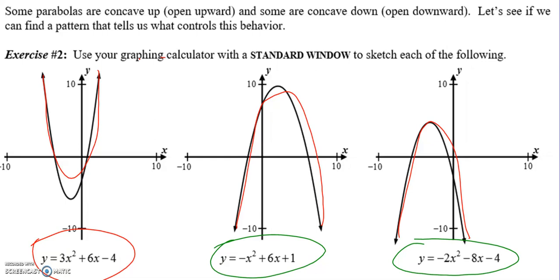Well, what some of you might have noticed is, look at this. This 3 here is positive, and the leading coefficient here is negative, and the leading coefficient here is negative. And it might make sense that a negative opens downwards and the positive opens upwards. So we're going to explore this idea and see if it still works.